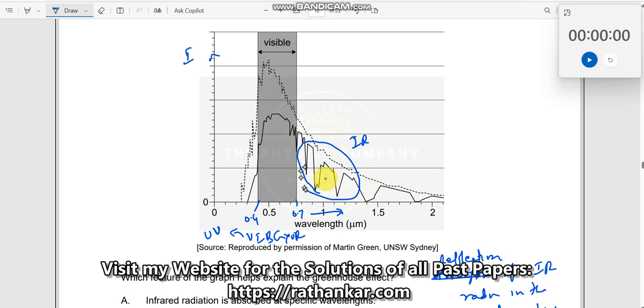So this is the region which corresponds to red over here, and you see the intensity getting dropped here. What do you mean by getting dropped? Which means part of it is absorbed over here. Okay, so therefore infrared is absorbed.